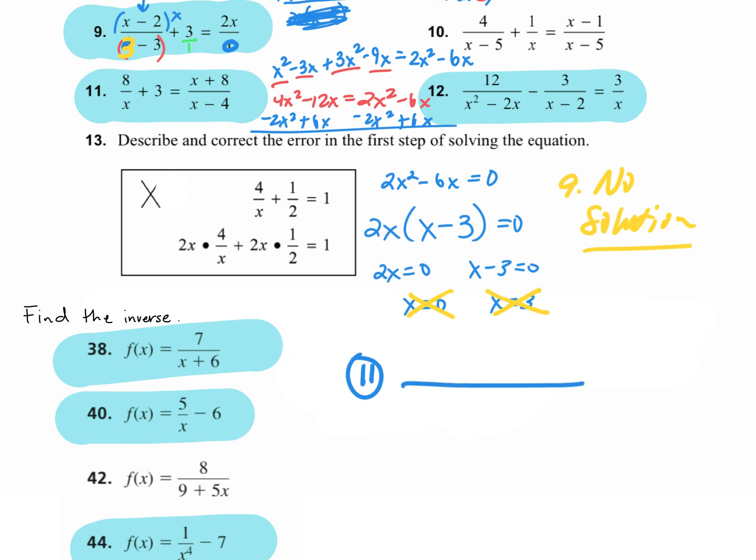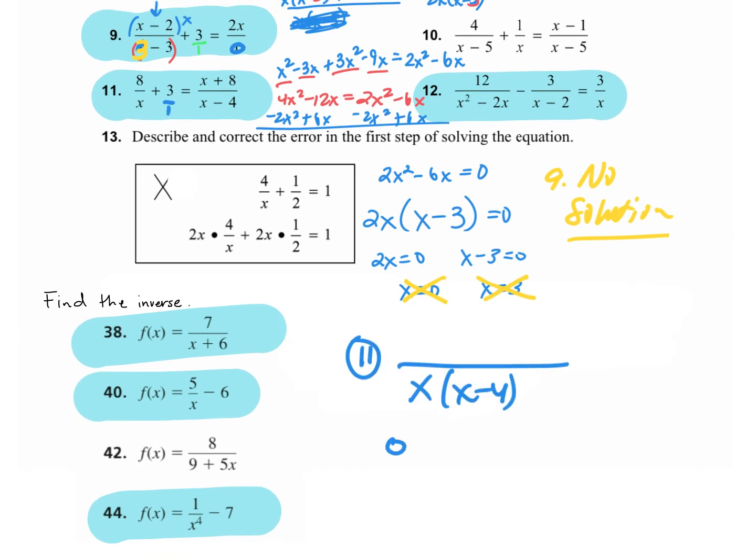Common denominator. What's my common denominator going to be on 11 between x, 1, and x minus 4? X and x minus 4. Perfect. Remember, once we get the denominators to be the same, you don't have to deal with it anymore. So look at the first fraction, x. My denominator is just x. What is it missing?